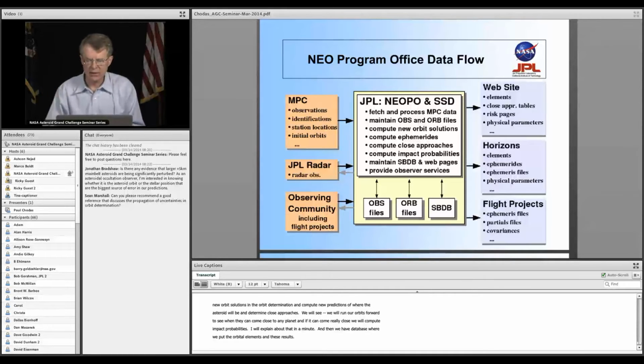On the right-hand side, we also show that we produce a website. I'll talk a little bit about that. Horizons is an ephemeris service that you can log into on our site and find out the elements of the asteroids, compute their ephemerides, and access their various physical parameters.